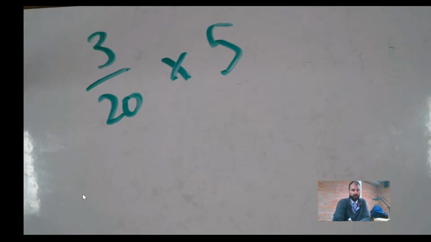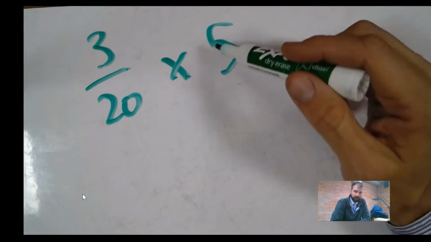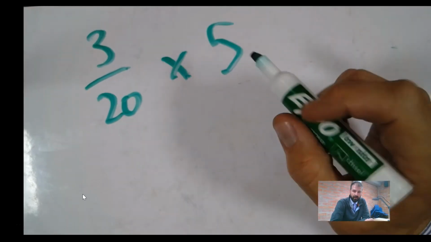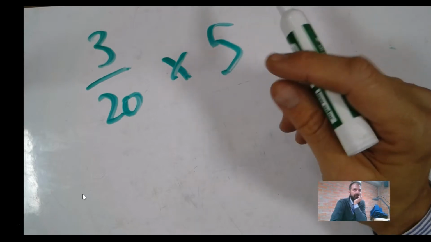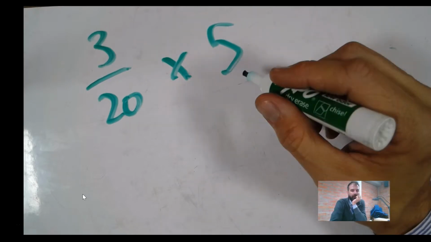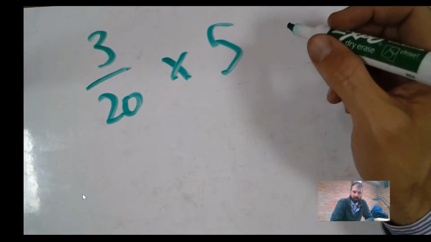Okay, 3/20 times 5. Again, the first thing I notice is this 5 and this 20. They go very nicely together, but it's not the way that I want. But I could simplify it. So I do see 1/4 there.